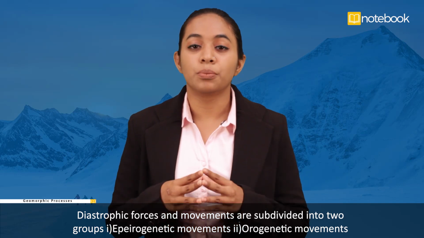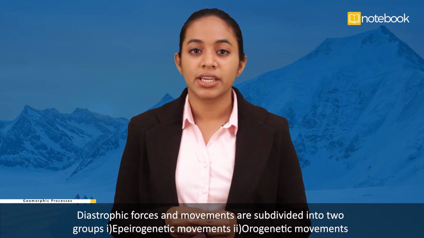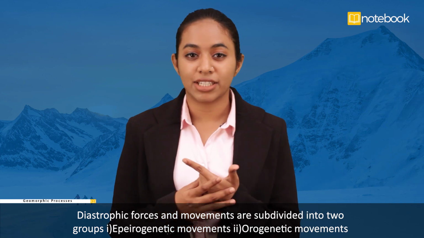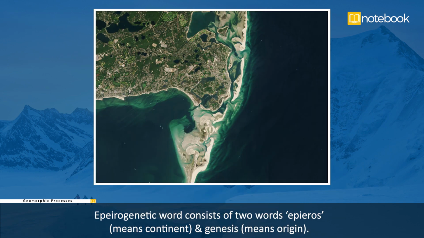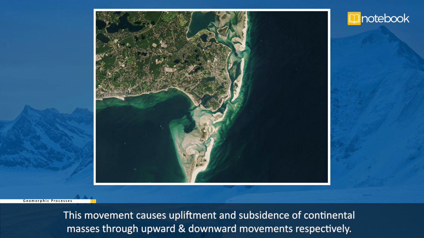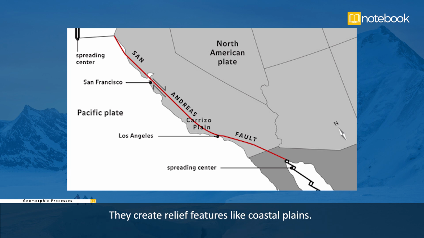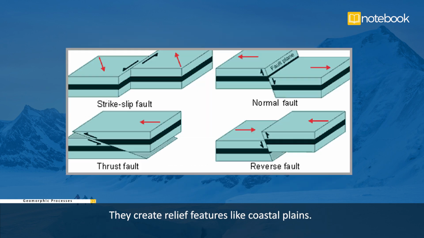Diastrophic forces and movements are subdivided into two groups: epirogenetic movements and orogenetic movements. The word epirogenetic consists of two words: epiros means continent and genesis means origin. This movement causes upliftment and subsidence of continental masses through upward and downward movements respectively. They create relief features like coastal plains.